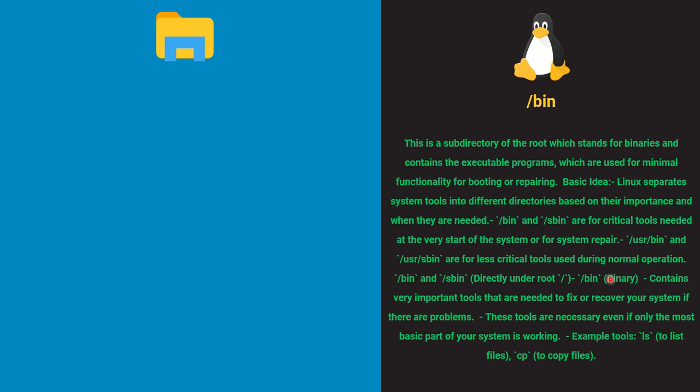Some of the scripts, some of the executables that you will find under /bin are also ls and cp. So ls is to list the files, cp is to copy files from one place to another. So you will find those scripts under /bin. What is the equivalent directory for this in Windows?